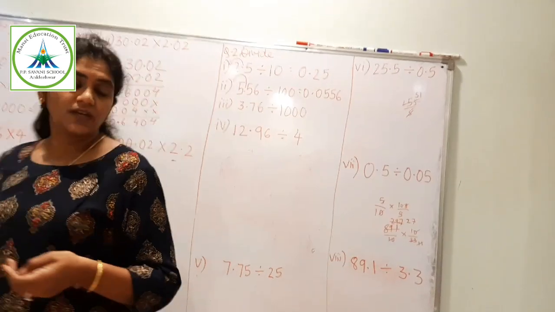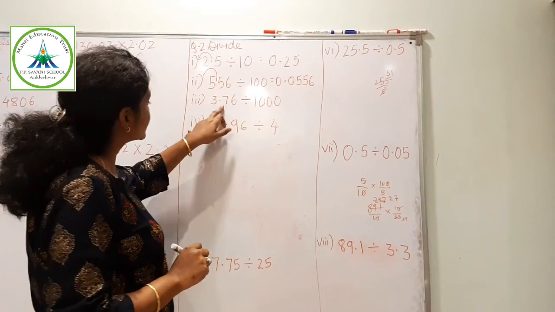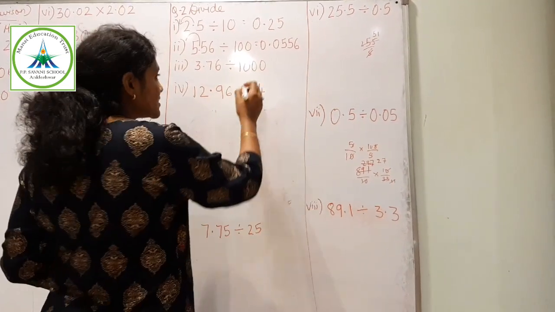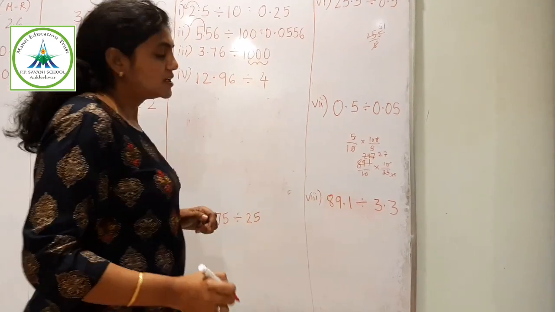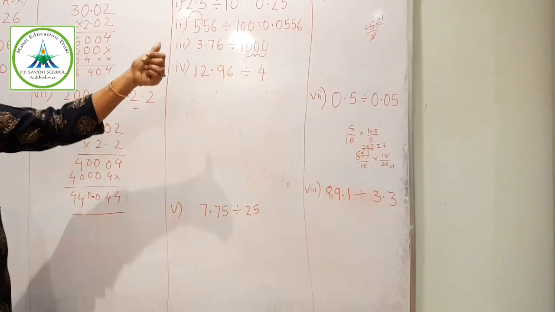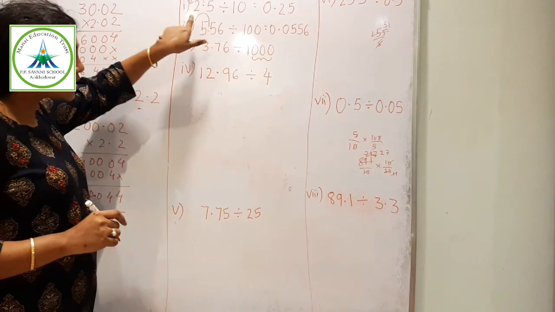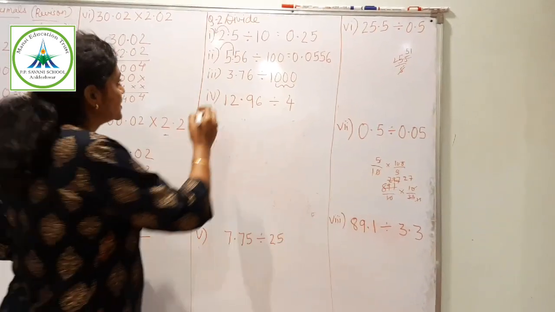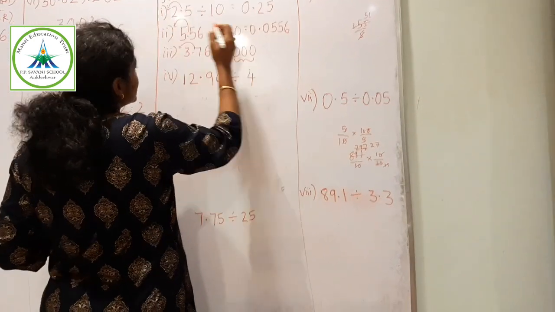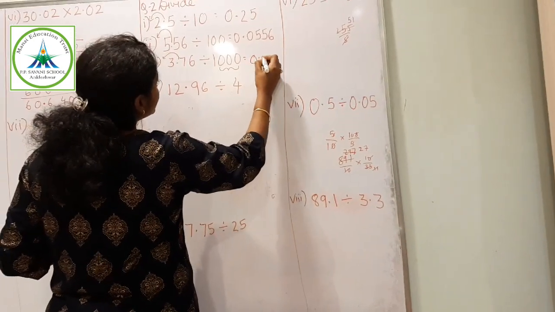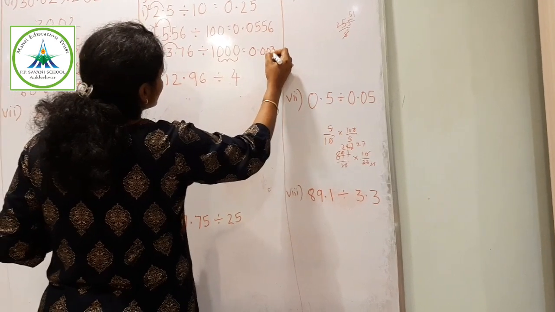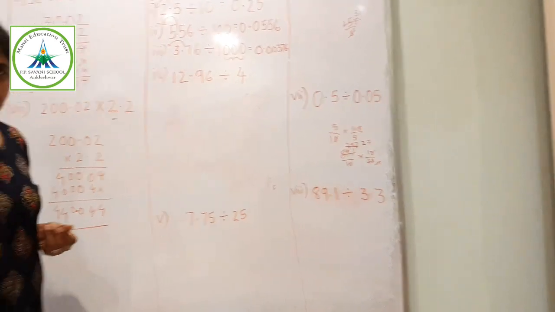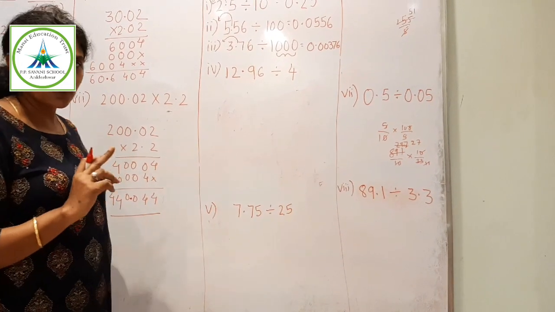This will be 0.0556. That is 3.676 divided by 1000. How many zeros? Three zeros. So to how many places will it be shifted towards the left? Three places towards the left, this side. So this will be 0.00376. Right?